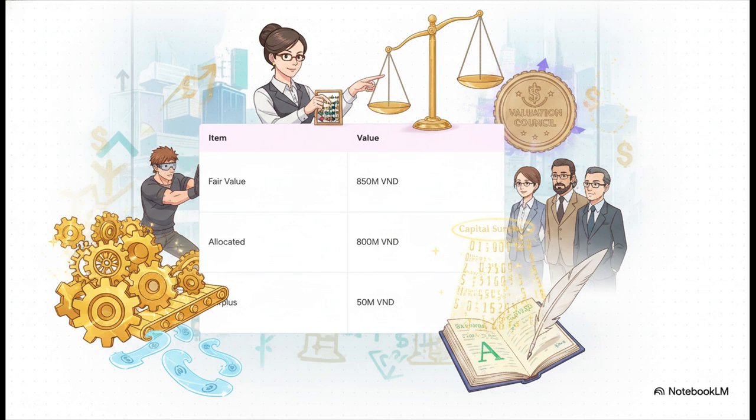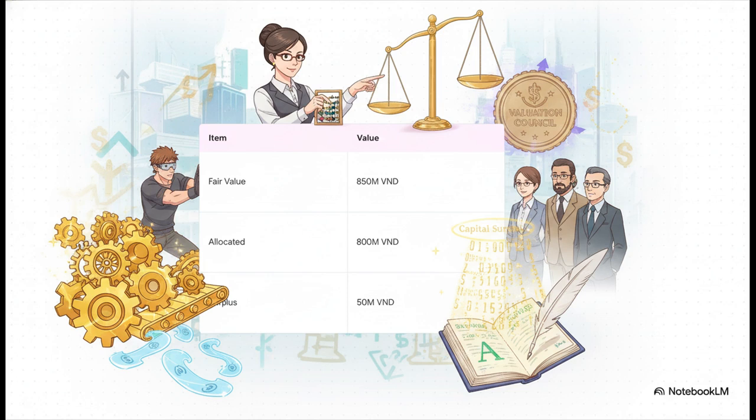Now, as accountants, we must completely ignore the old net book value that the contributor had, no matter how much they claim it's worth. We strictly use the Valuation Council's fair value, which is 850 million VND. We record the asset's gross historical cost to tangible fixed assets, account 211, at 1.2 billion, and the accumulated depreciation to account 214 at 300 million. Why? To perfectly match that 850 million fair value.